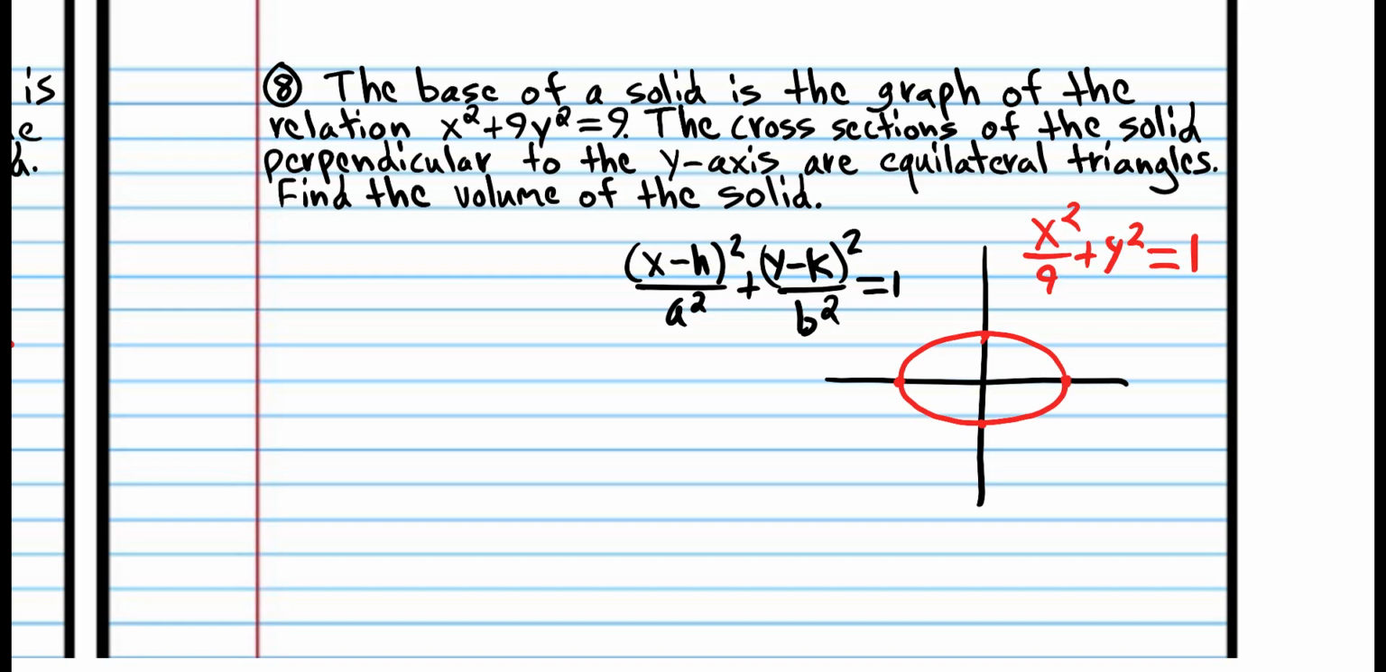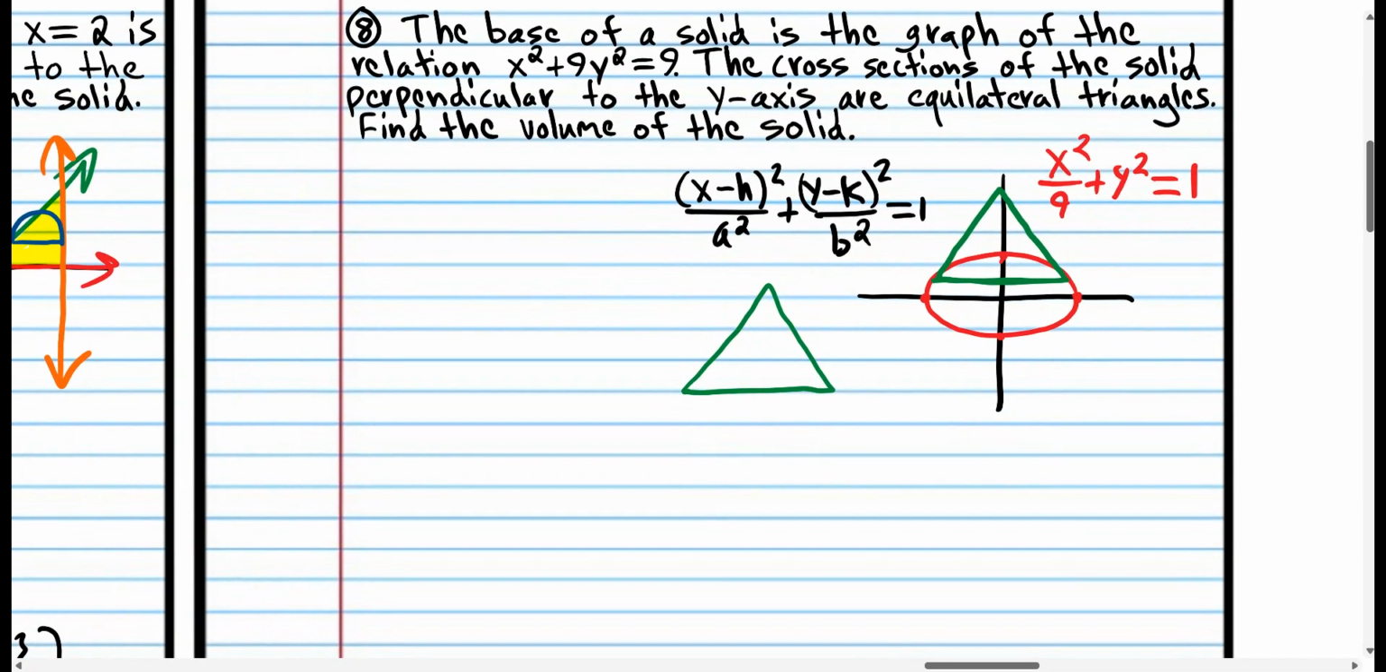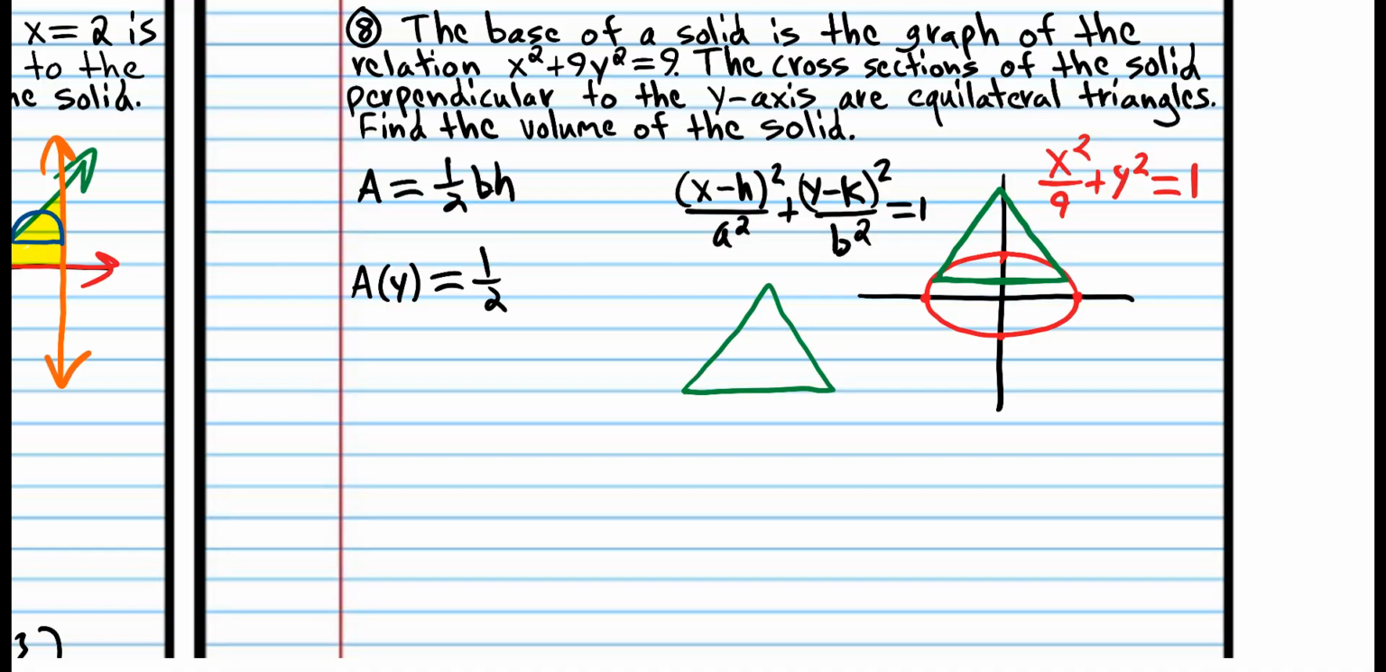Now it says cross sections are perpendicular to the y-axis, so we're going to have a cross section that looks something like this. And cross sections are equilateral triangles. So I'm going to draw a triangle like that. So we have to find the cross section area. So the area of a triangle is 1/2 base times height. And we're going to write this in terms of y, but we don't have the base and we don't have the height yet, so we have to find those things.